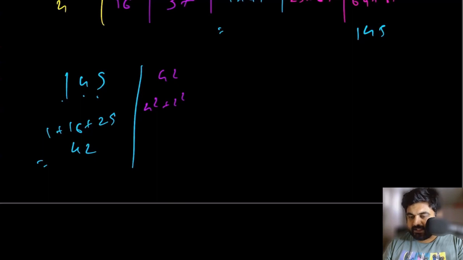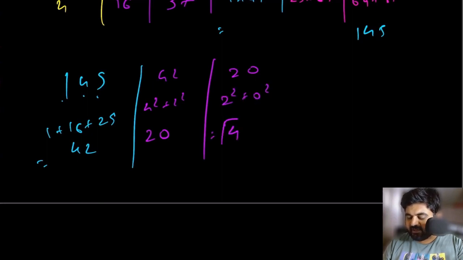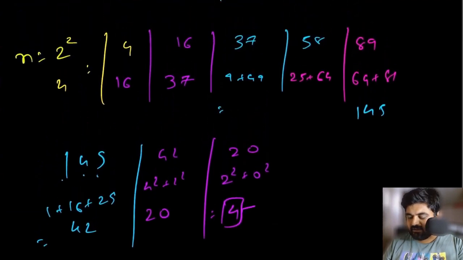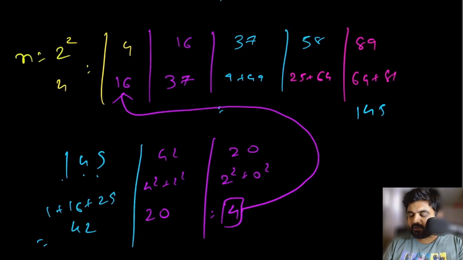So that is going to be 16 plus 4. So the total is going to be 20. Again for value number 20, we are going to do 2 square plus 0 square. So 2 square plus 0 square is actually going to give us the value of 4. The question is, have we seen 4 before? Yes, 4 is actually present right over here.